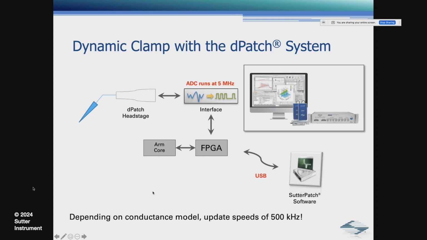Before I forget, depending on the conductance model, this can run at update speeds up to 500 kilohertz. And that's not the sampling rate. The sampling rate is 5 megahertz, 10 times as fast. But the dynamic clamp current can be updated at that speed of up to 500 kilohertz.